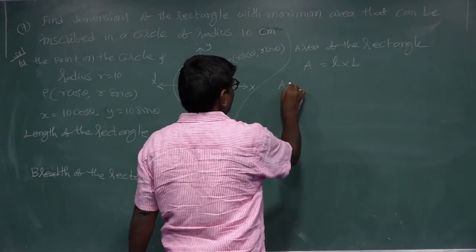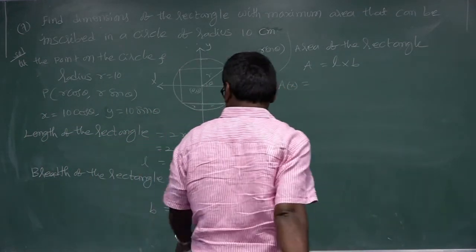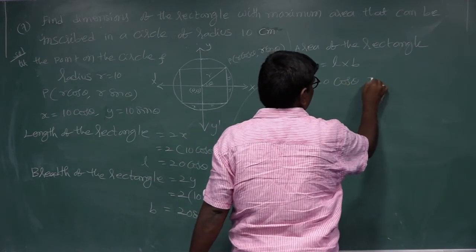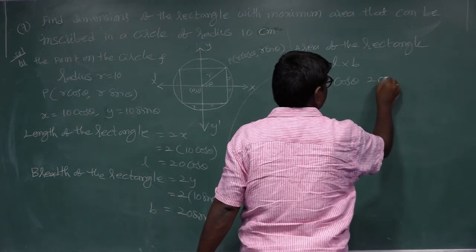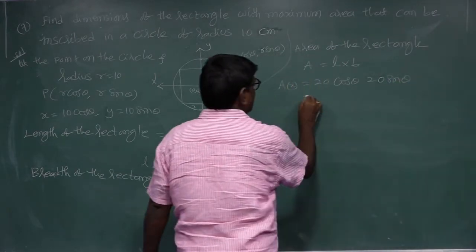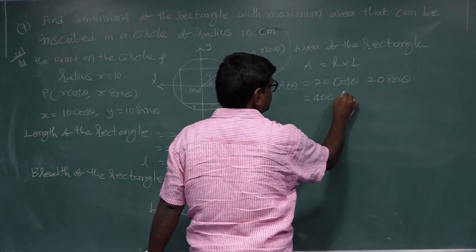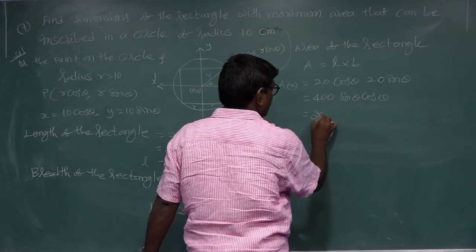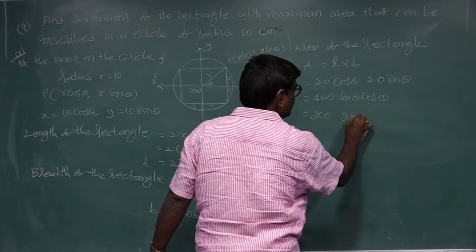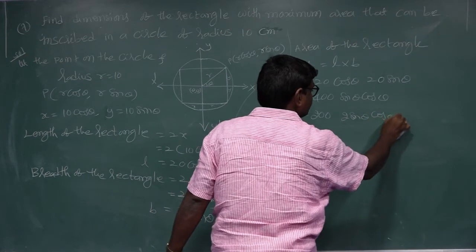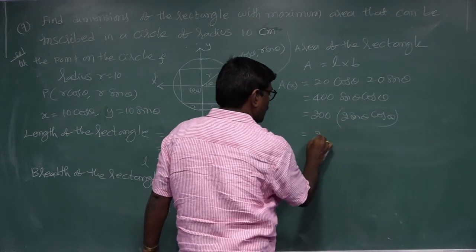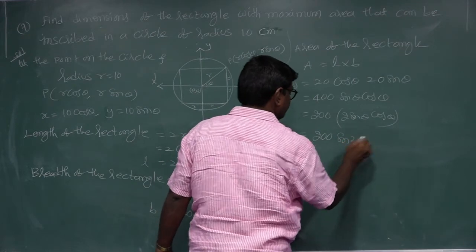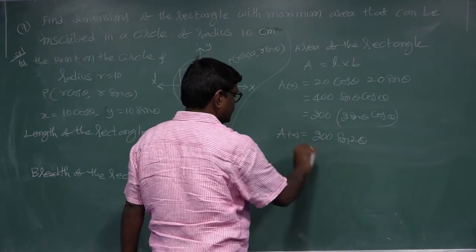A of x equal to L into B, which is 20 cos theta into 20 sin theta, equal to 400 sin theta cos theta. This is 200 into 2 sin theta cos theta, equal to 200 sin 2 theta. This is A of x.